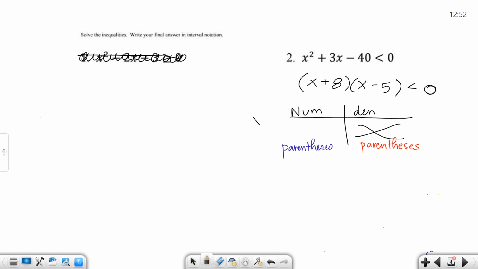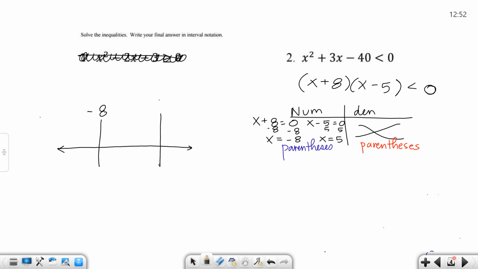Now, to find the zeros of the numerator, I'm going to take x plus 8 and set it to 0, and I'm going to take x minus 5 and set it to 0. So if I add 5 to both sides, x would equal 5 here, and if I subtract 8 from both sides, x would equal negative 8. So those are the zeros of this function. I'm going to put those on the number line. And that's how it would look.